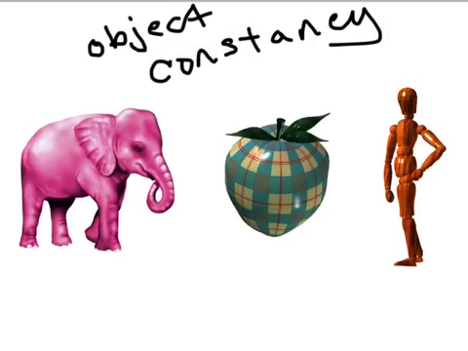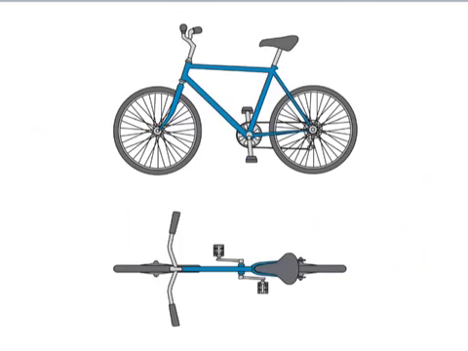So object constancy is our ability to recognize an object in a variety of situations. For example, if we saw this elephant sitting on his hindquarters, we would still know he was an elephant. If we saw him sideways and perhaps even from the back, we would know he's an elephant because we'd see the ears sticking out. Likewise, the apple and the figure, we could pretty much identify what it was given a number of sets of circumstances.